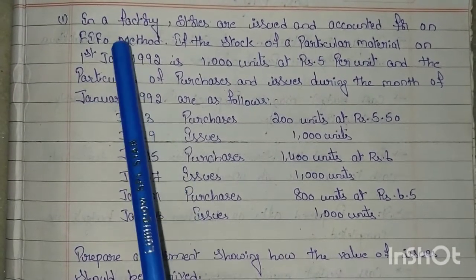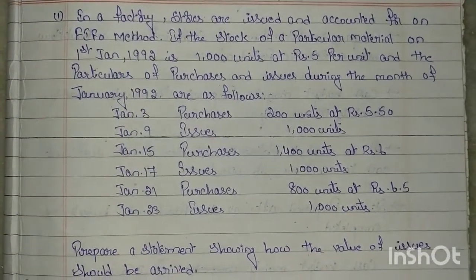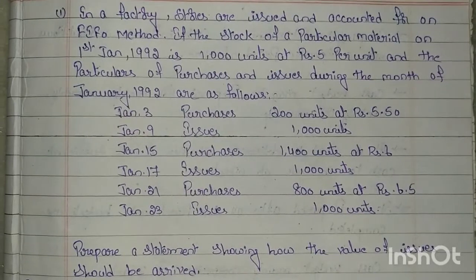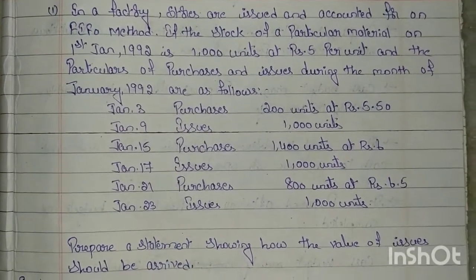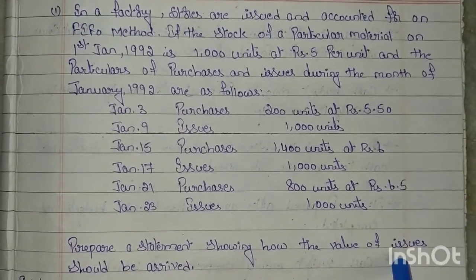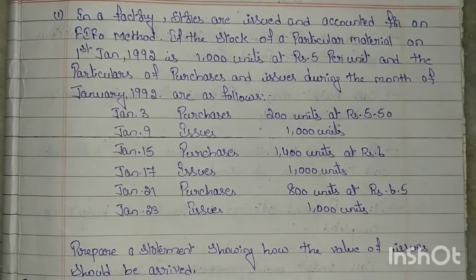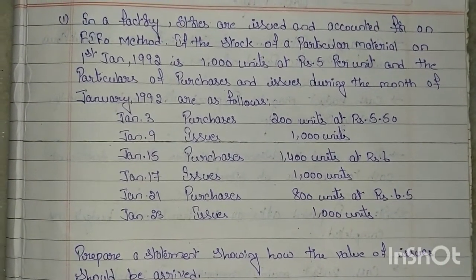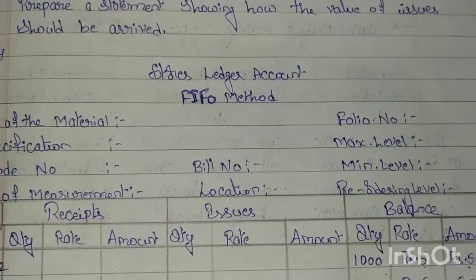So here they are clearly saying FIFO method. So you have to prepare the stores ledger or statement showing the value of issues according to FIFO method. So let us see how to prepare the statement.